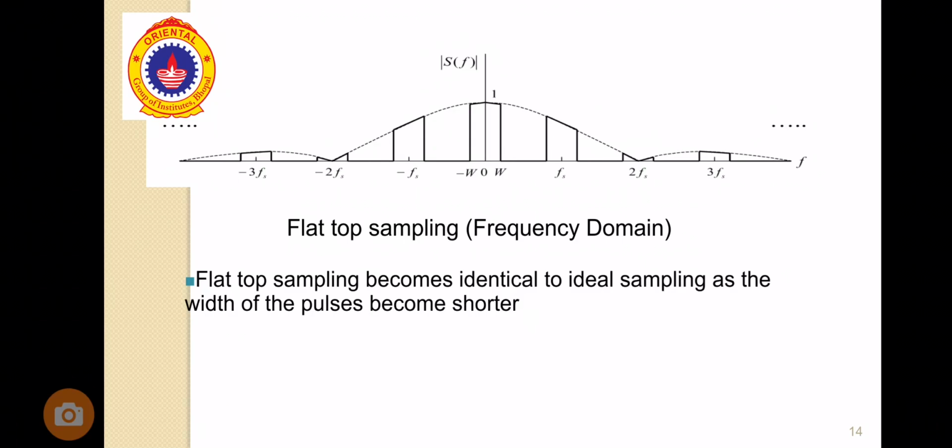Flat top sampling becomes identical to ideal sampling as the width of the pulses becomes shorter. If you shorten the width of the train of pulses, it becomes a train of impulses and it will look like ideal sampling.